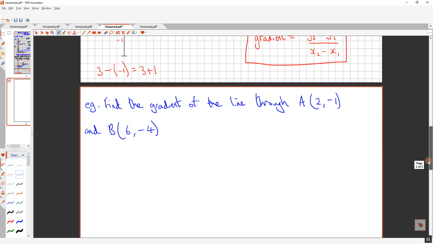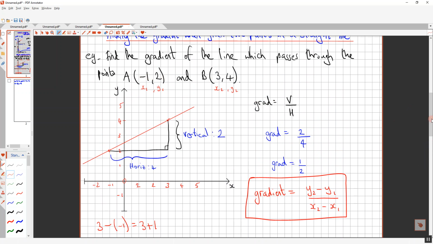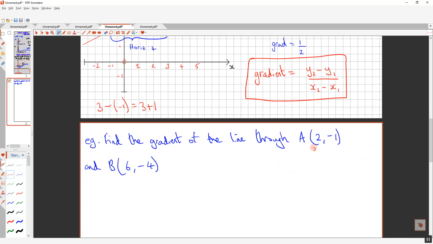All right, so our first step is we're going to use this formula for our gradient. Now, before we do that, what we did up here was we labeled our coordinates x1, y1, x2, y2. So let's do exactly the same thing here. This one is x1, y1, x2, y2. And then we can put our numbers into our formula. When you do examples like this, I want you to do exactly the same thing: you label your points, you write down the formula, and then you put the numbers in.